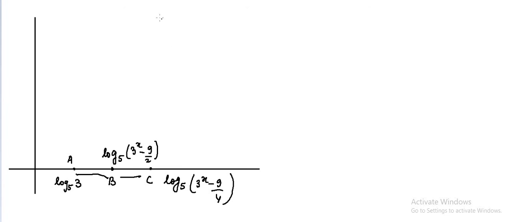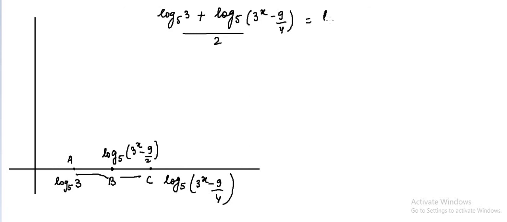So the same thing we will be doing here. So here you can write directly that log base 5 3 plus log 5 (3^x minus 9 by 4) divided by 2 is equal to log 5 (3^x minus 9 by 2). This is just the same thing as we read in section formula. So now let's simplify this equation.